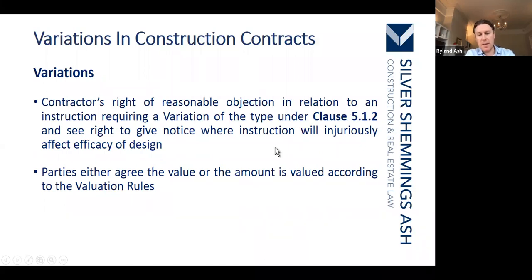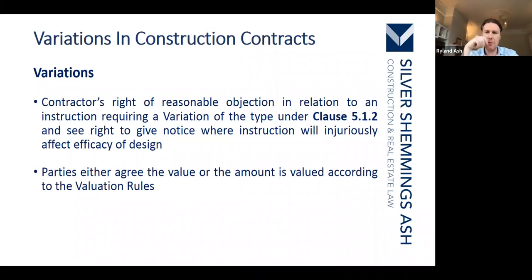It's worth noting, under the JCT, you have a reasonable right of objection. Often that's taken out, which I think is totally unreasonable, but there you are. That allows the contractor or subcontractor to essentially say, no, thank you. But it's a reasonable right of objection.